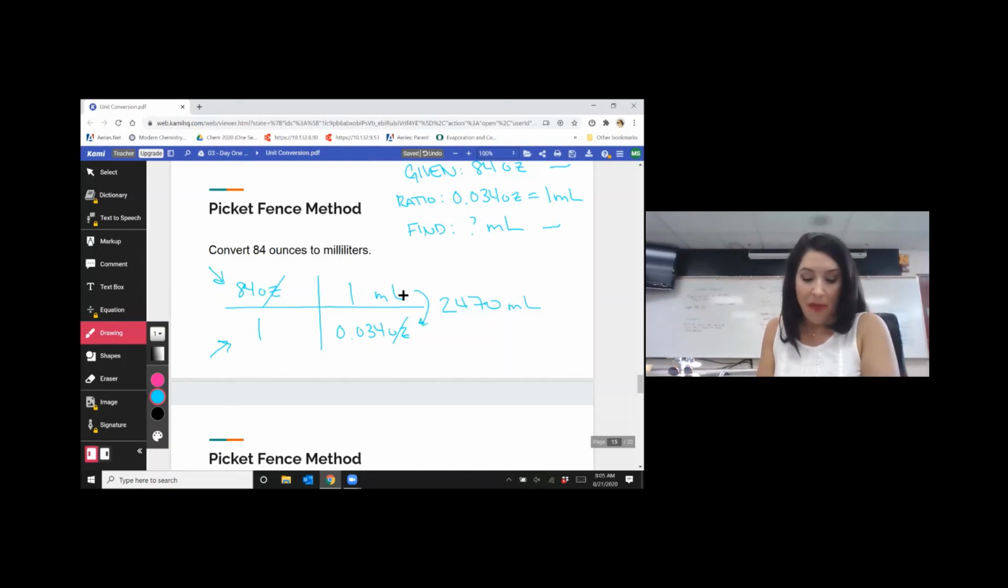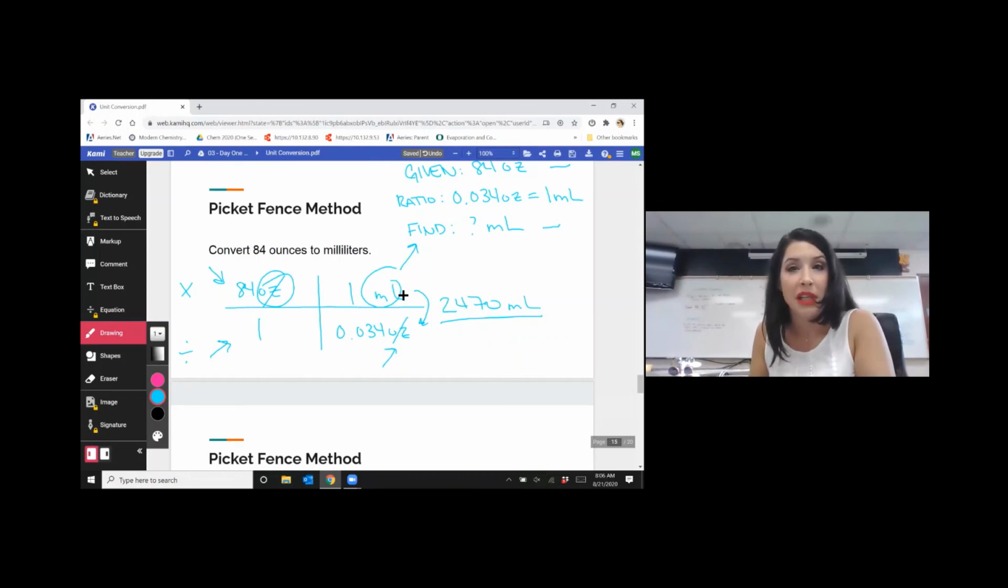Well, remember, I'm trying to cancel out the ounces, so I always want to stick that unit that I'm trying to get rid of on the bottom. The unit that I'm trying to find always goes in the upper right-hand corner. That's how you know you did it right. Then I multiplied through the top numbers, divided by the bottom numbers, and I came up with 2,470 milliliters.